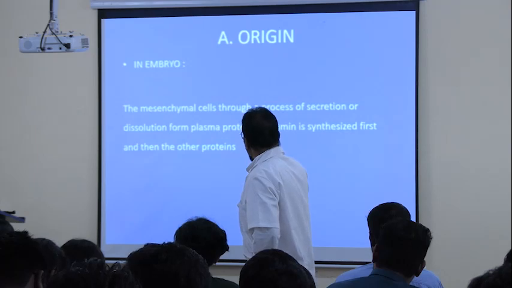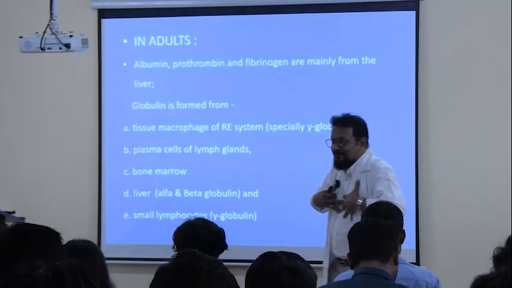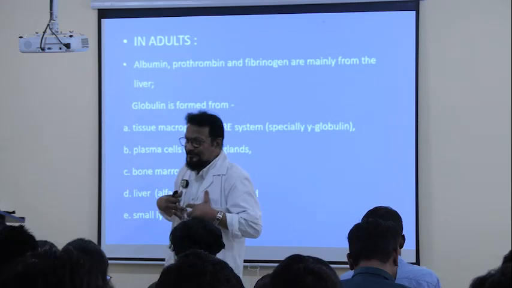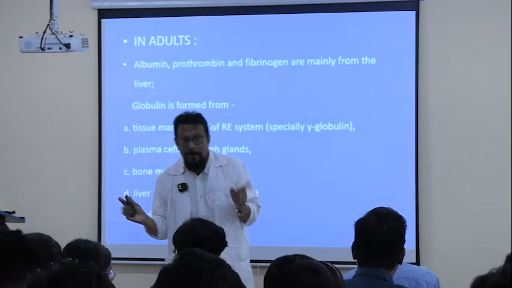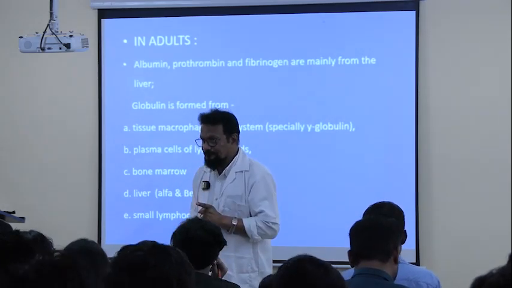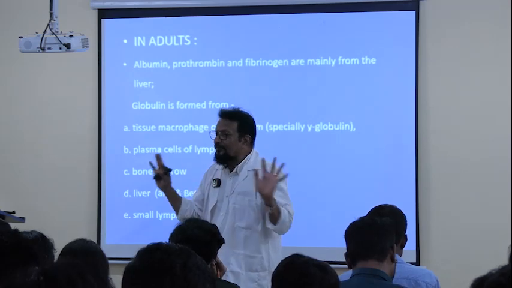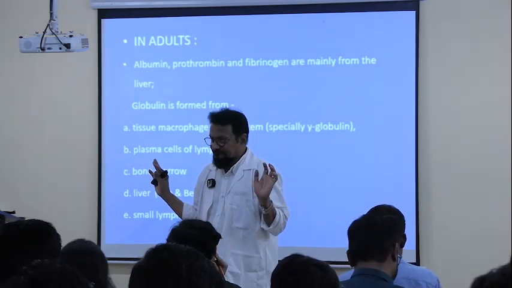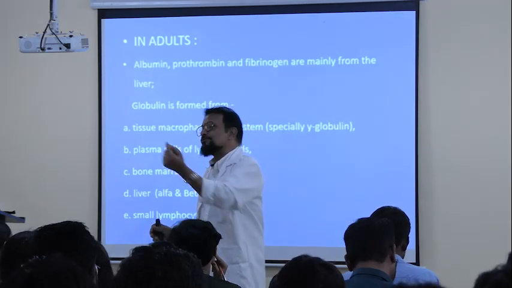Okay, next part. In adults, the main origin is the liver. Main origin, particularly of albumin. Somebody's liver is damaging or has already been damaged. Cirrhosis of liver.